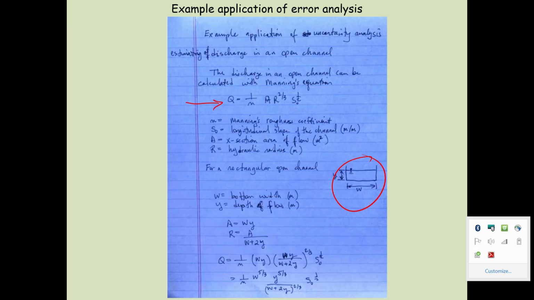So our discharge, according to Manning's equation, if we substitute in the area and the hydraulic radius into the formula, is just going to be 1 over n, W times Y, and then W times Y over W plus 2Y raised to the 2/3, S0 to the 1/2. And that can be simplified down to this formula right here by combining terms.